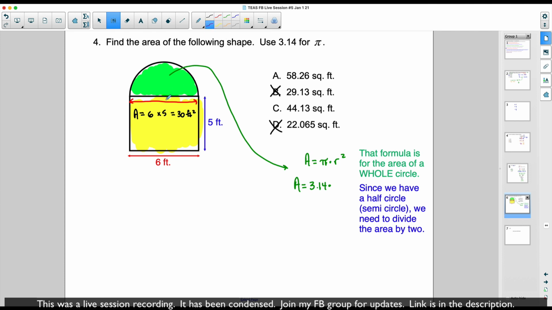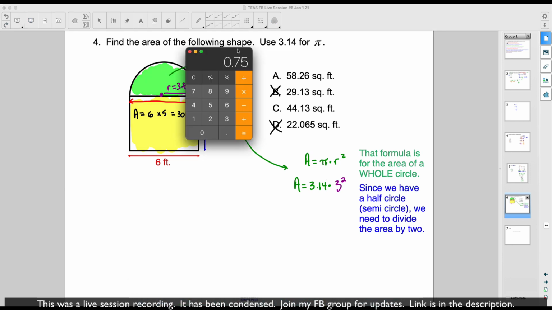But we want the radius, that's going to be half. It's always half the diameter. So the distance from the center to the edge, this is called your radius, and that's going to be half of that 6. So we get 3. So we're taking pi 3.14 times the radius, which is 3, and we're squaring it. Now, you better not say 6 right there. Nope, nope, nope, and nope. 3 squared is not 3 times 2. That is 3 times 3.